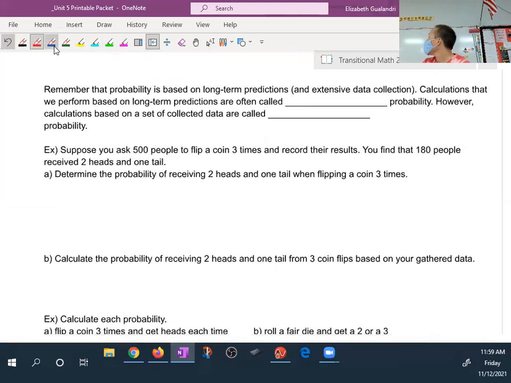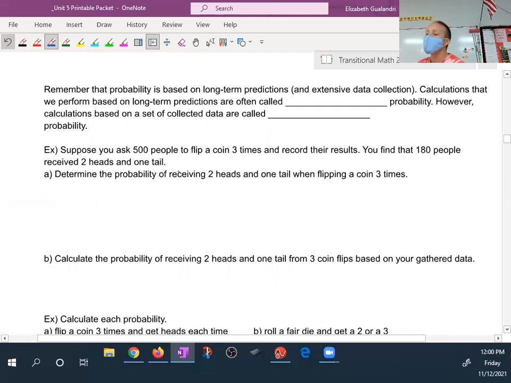Okay, remember that probability is based on long-term predictions. We just said that. An extensive data collection. It's kind of like all this probability with COVID going on right now. All they're doing is collecting a ton of data and giving you back stuff. The more data they can collect, the better information they can give you.